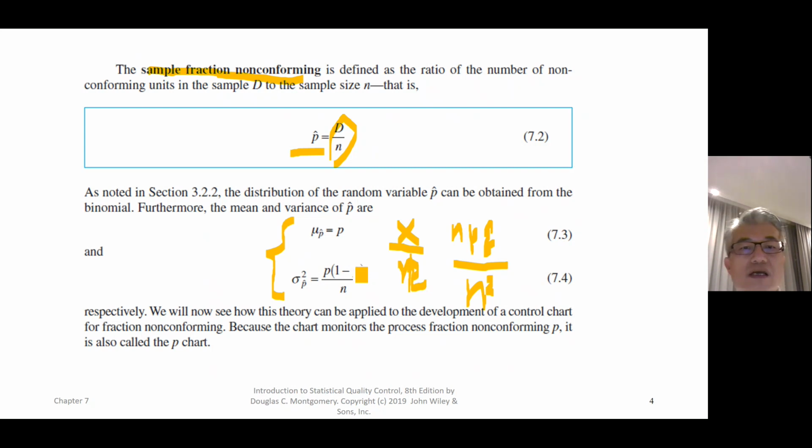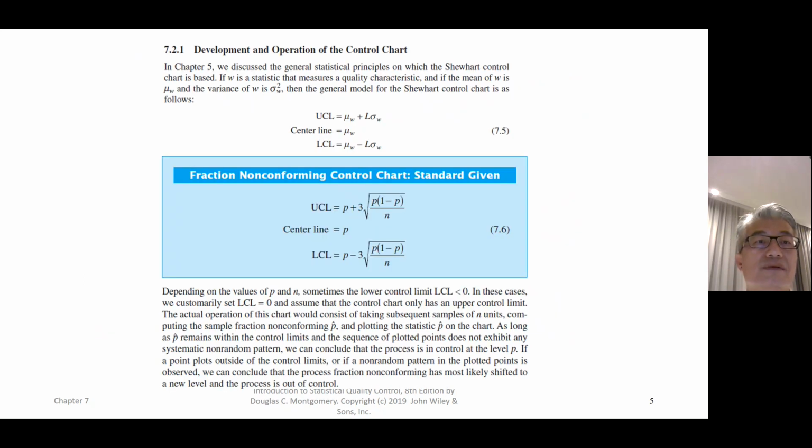So we will see how this theory can be applied to the development of a control chart for fraction non-conforming. Because the control chart monitors the process fraction non-conforming P, it is also called the P chart. This is the P chart. This is the development and operation of the control chart.